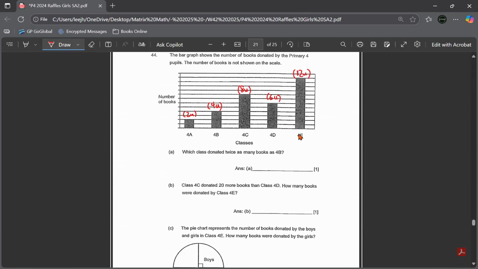Okay. So which class donated twice as many as 4B? 4B is 4. Twice of 4 is 8. So it's class 4C.